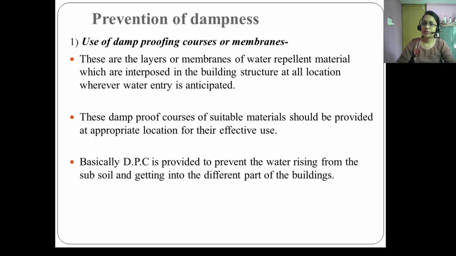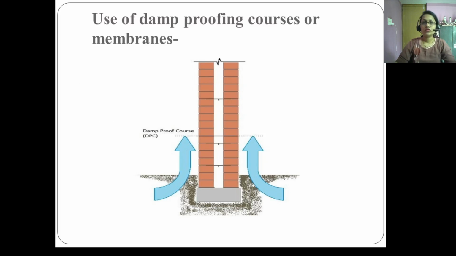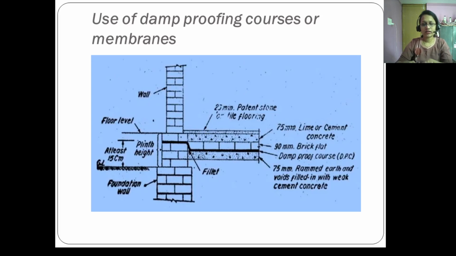So basically this DPC is provided to prevent, as I told, the water rising from the subsoil and getting into the different parts of the building. So this is the use of the damp proofing course of membranes. It will prevent the rising moisture in the walls. The damp proofing course may consist of flexible materials such as bitumen, mastic asphalt, bituminous felts, plastic or polythene sheets, metal sheets, cement mortar.